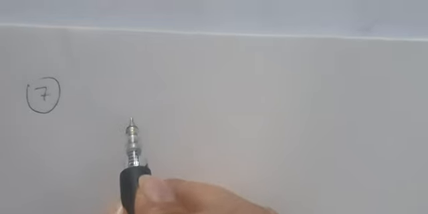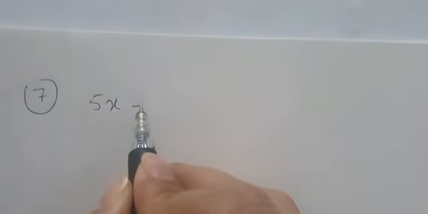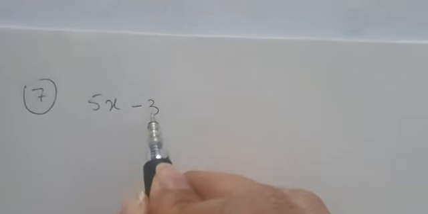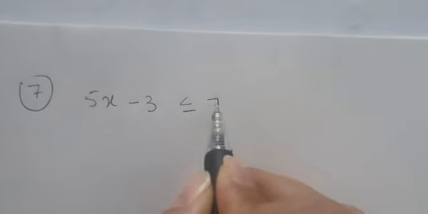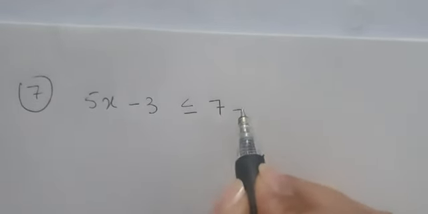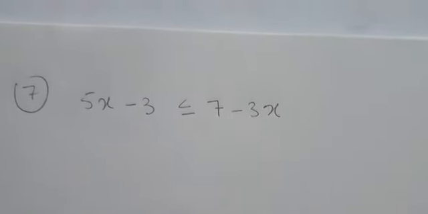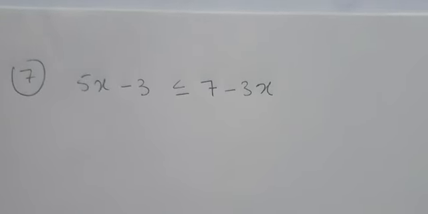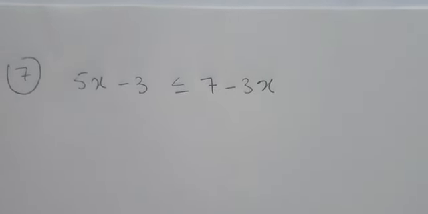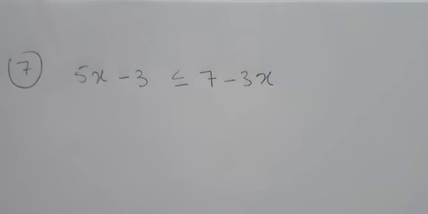Now we will discuss and try to solve problem 7, that is 5x minus 3 less than or equal to 7 minus 3x. So this is problem 7 and we need to solve this inequality.